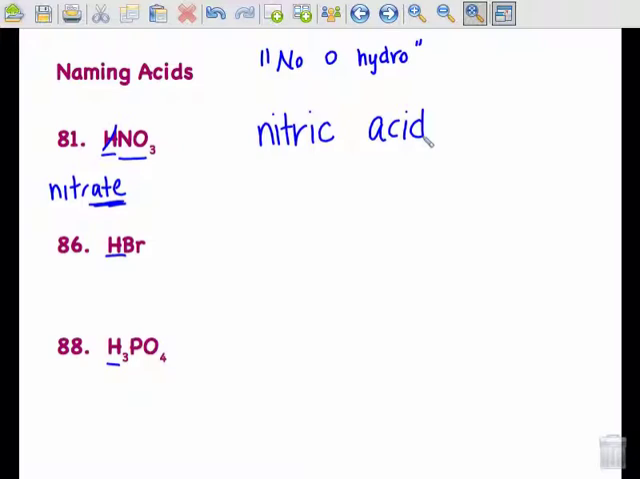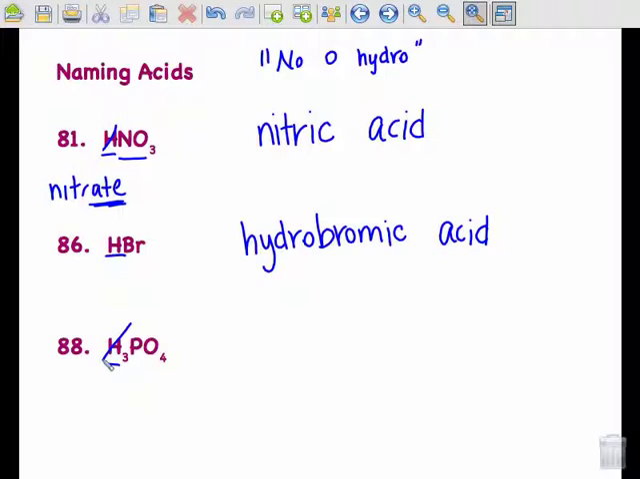If I look at 86, 86 does not have an oxygen. Remember, no O hydro. If it does not have an oxygen, the name starts with hydro. You take the root of the anion and add IC this time. So it's going to be hydrobromic acid. If it's binary, if it does not have an oxygen, it always ends in ic.